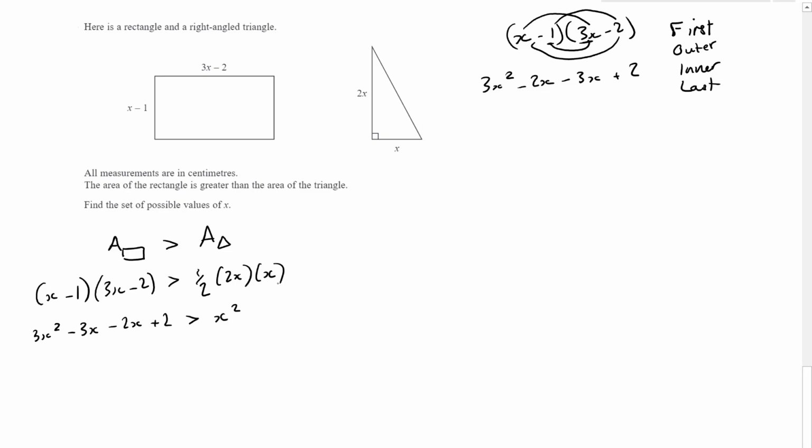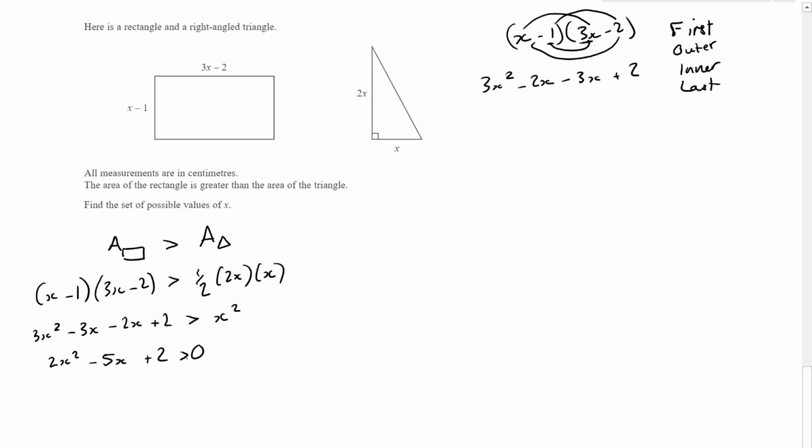And now I can rearrange this to make it into a quadratic equation. So I'm just going to minus the x squared across to here, and I'm going to get 2x squared, which I can simplify to minus 5x plus 2 is greater than 0. And now I want to solve for this.